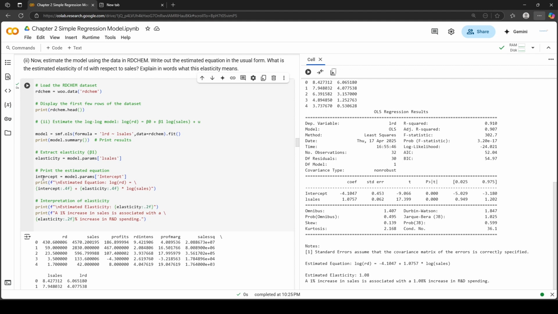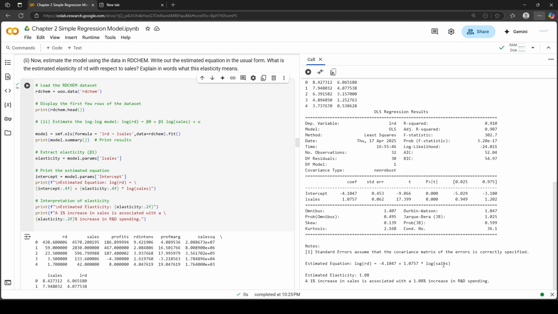For this, we have to create a variable by the name of intercept equals model.params, and then in the square bracket, Intercept. You can see on the right hand side the estimated equation is as follows: log RD equals minus 4.1047, that is the intercept, plus 1.0757 into log sales.